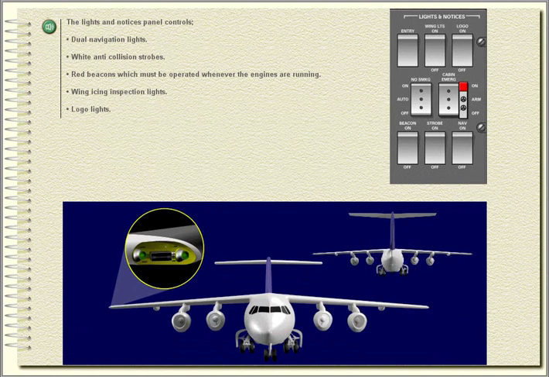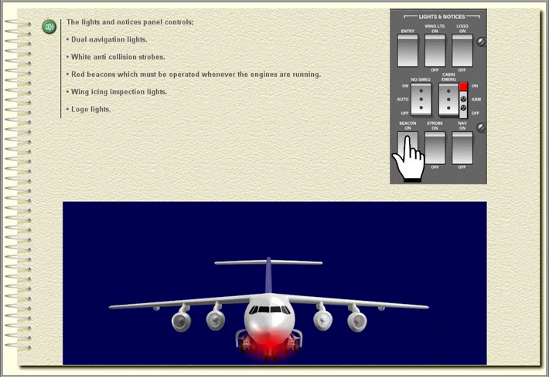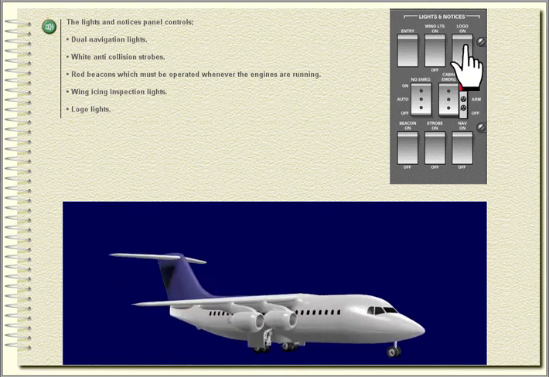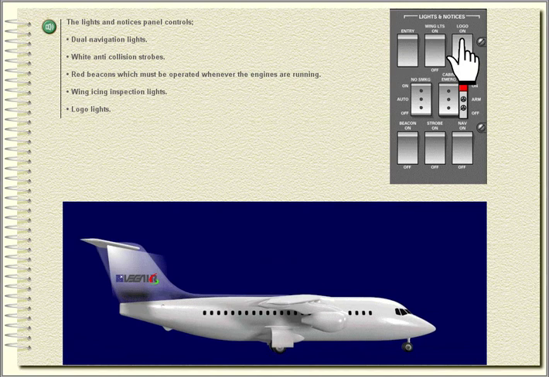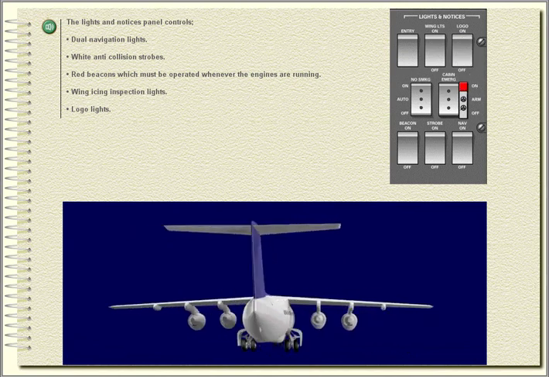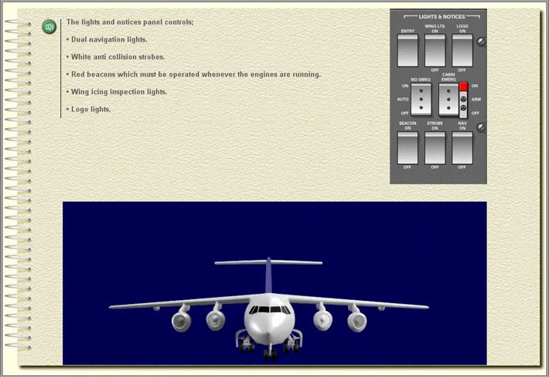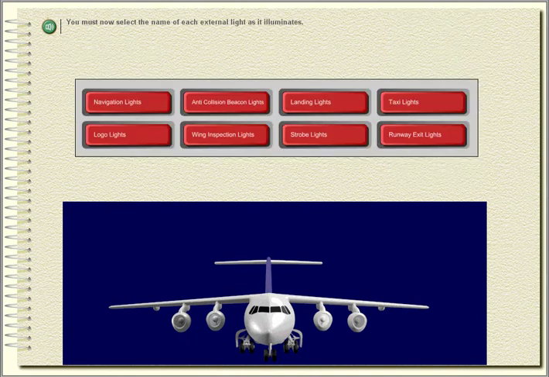white anti-collision strobes, red beacons which must be operated whenever the engines are running, wing icing inspection lights, logo lights. You must now select the name of each external light as it illuminates.